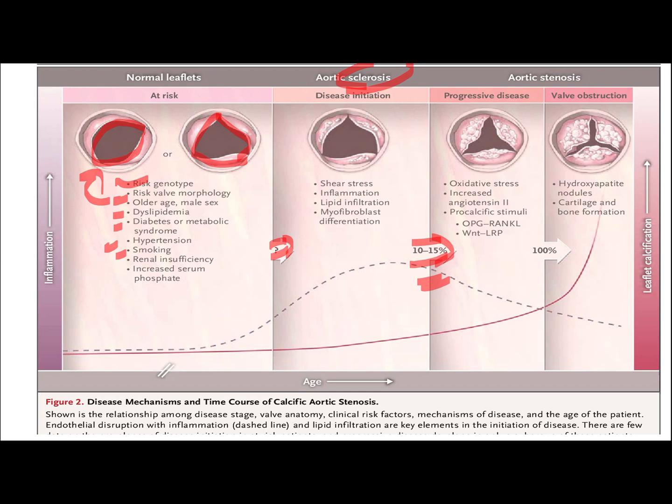And we can look down here. Initially the graph is very linear, right? But as calcification develops in the valve, there's an exponential rise in the progression of the disease, and that will eventually lead to the patient being symptomatic.